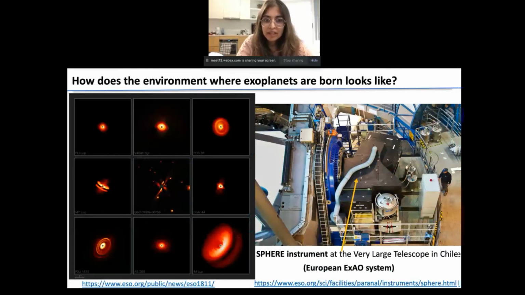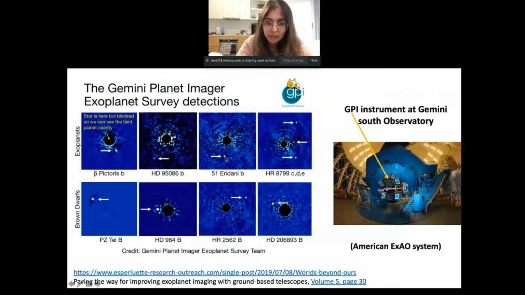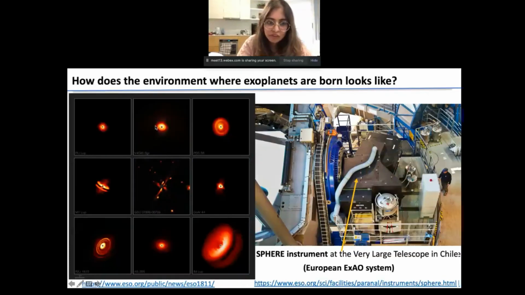All right, and another system is called SPHERE. SPHERE is a European effort. This is the SPHERE instrument, again at the VLT, Very Large Telescope. With GPI, I'm showing you images of real exoplanets. With SPHERE, I'm showing you the circumstellar material around the star. These are beautiful images, and these are real images.